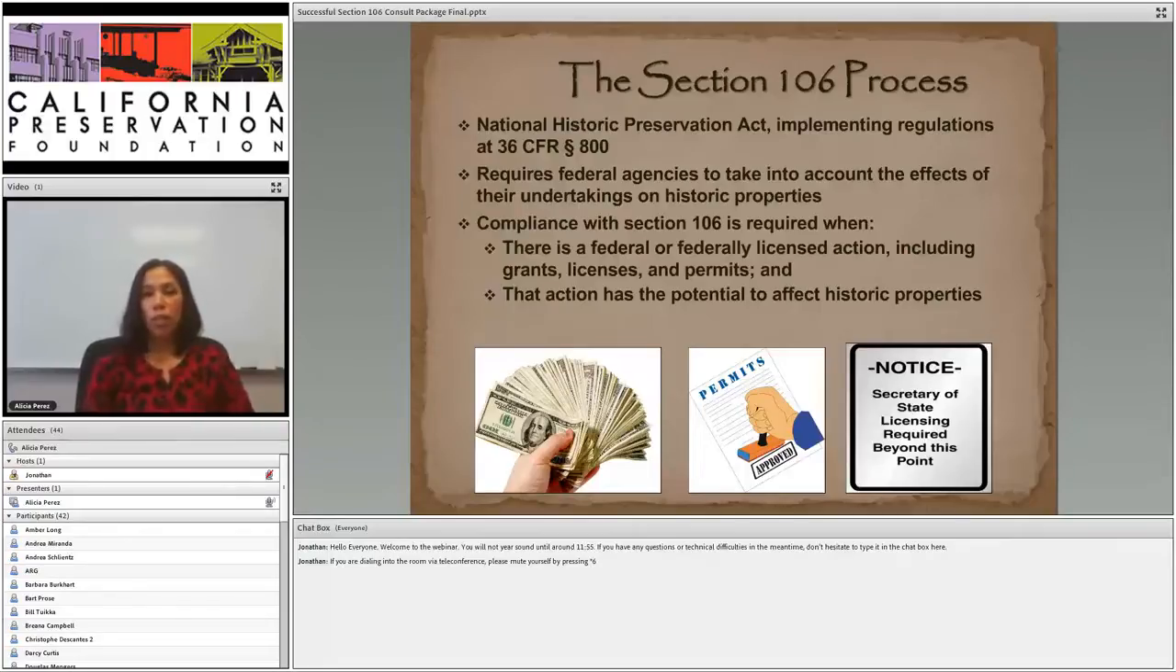Section 106 is required when there is a federal or federal license action, including grants, licenses, and permits. And it is also required when a federal agency has determined that their action is an undertaking that has the potential to affect historic properties. One thing I want to point out is that the lead agency must complete the Section 106 process prior to the expenditure of any federal funds or issuance of license or permit.